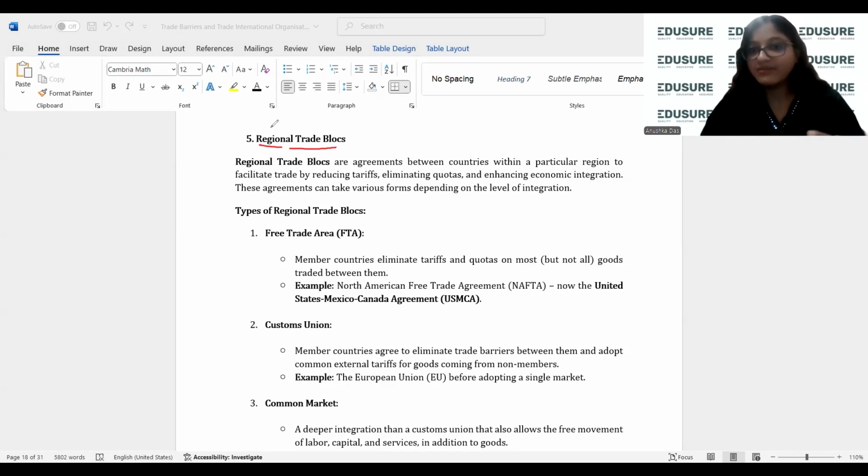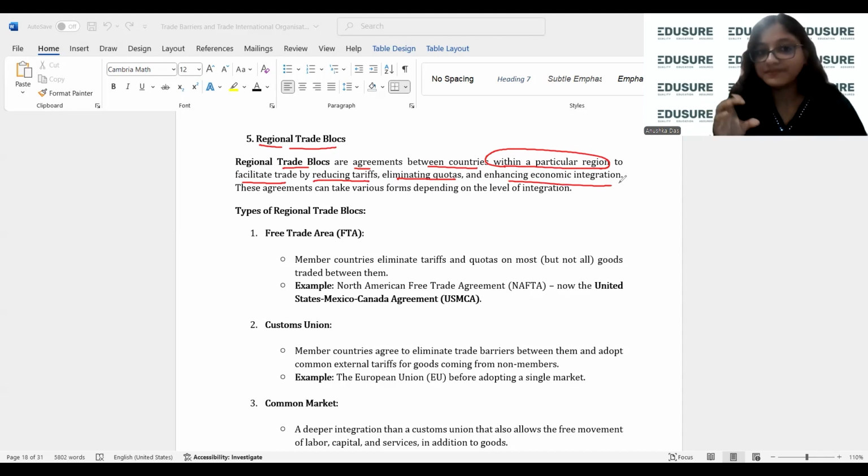Again, many questions are coming from these regional trade blocks. The regional trade blocks are the agreements between the countries within a particular region. It may not be the entire countries, but some particular regions also, to facilitate trade by reducing tariffs, eliminating quotas, enhancing economic integration altogether. So all the member countries in the trade bloc will promote free trade within those countries. Within the member countries, no restrictions will be there. They will all enjoy the benefits of trade. Free trade will be promoted. So tariffs will be reduced, quotas will be eliminated, and it will enhance the economic integration. Regional trade blocs are a way of economic integration.